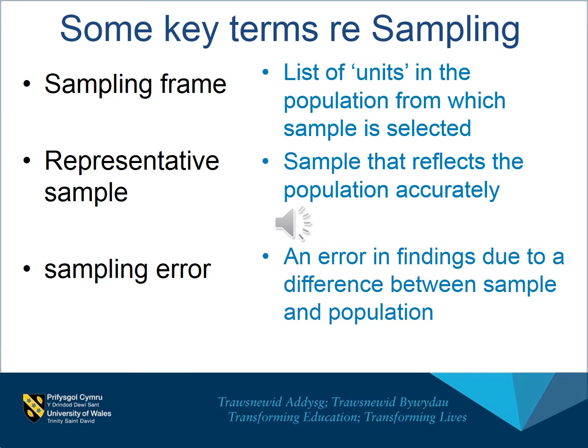Sampling error is a term that you may encounter in different ways, but it's not usually a mistake. It's not that somebody has made an error. It's just that there is some discrepancy between the sample and the population, which may be perfectly explicable. It may not be that somebody's done something wrong.